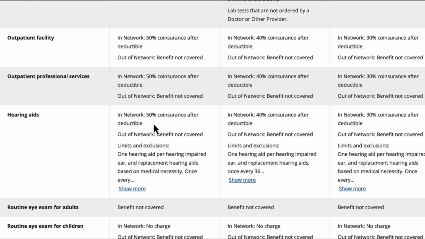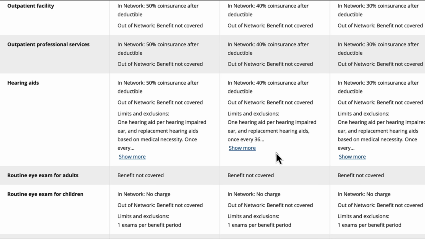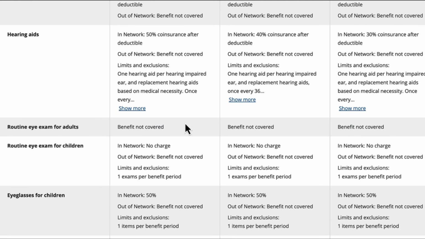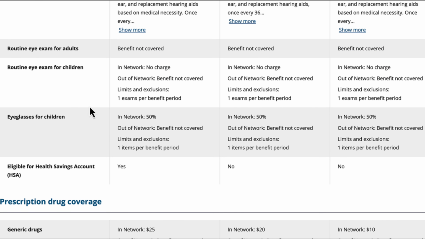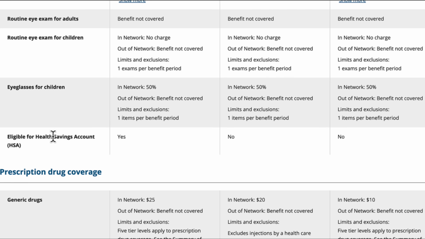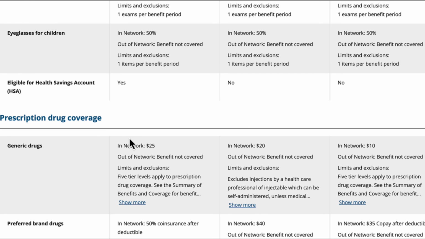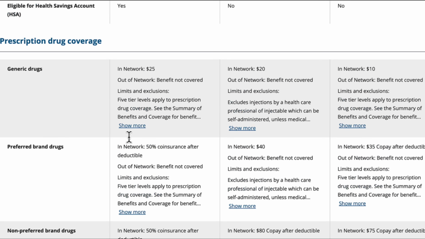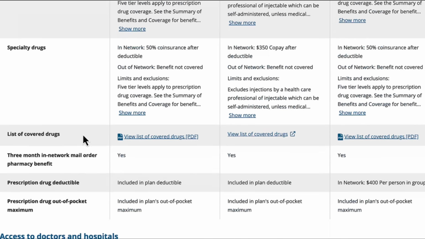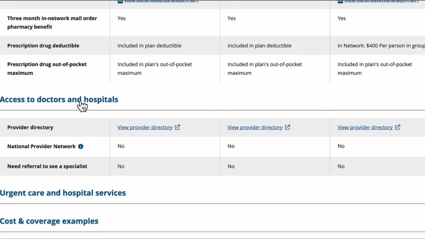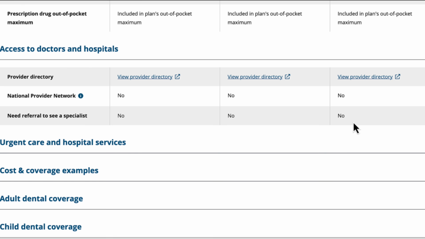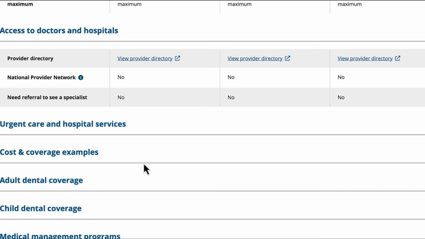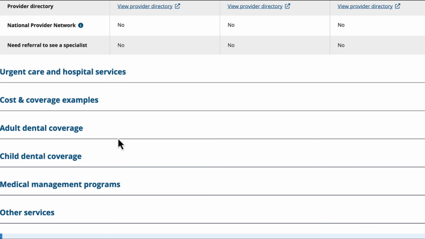Let's see, hearing aids. You should also know that hearing aids are now available over the counter in most drugstores. Eye exams, eyeglasses for children, health savings account, because it's a bronze plan, so we have health savings account eligibility. Let's see, generic, we already talked about medications. Access to doctors and hospitals. None of these are PPOs, so we're going to see no across the board. And you need a referral to see a specialist.